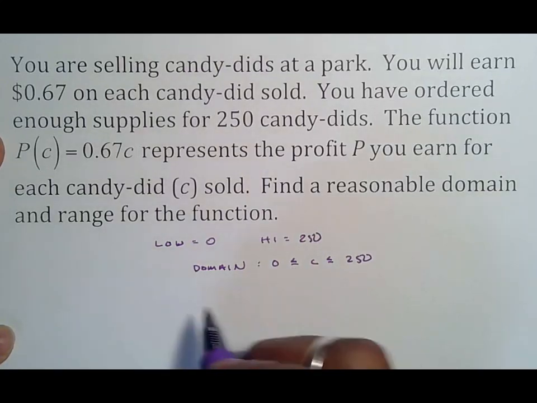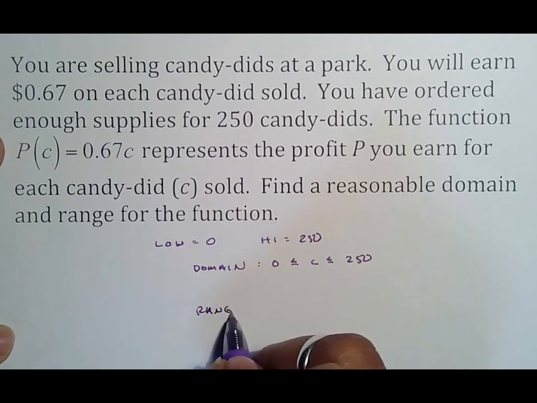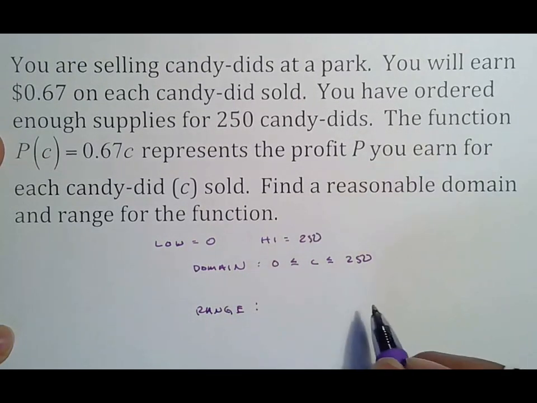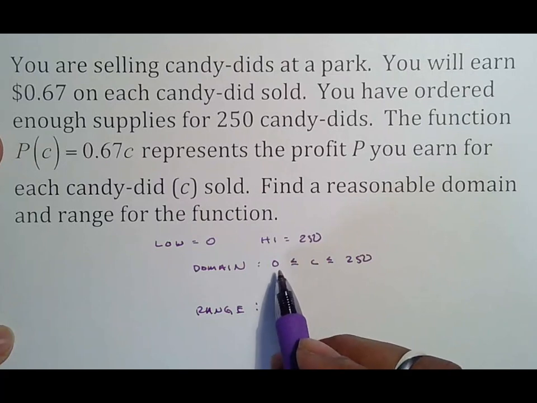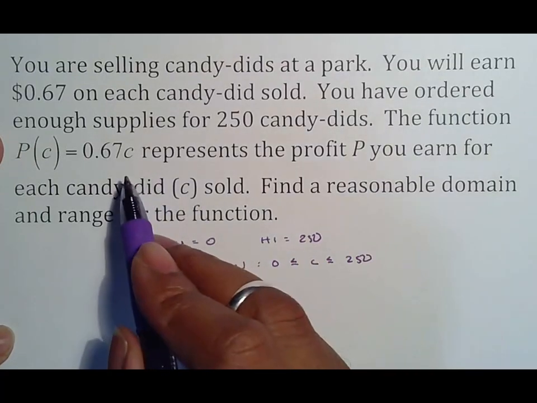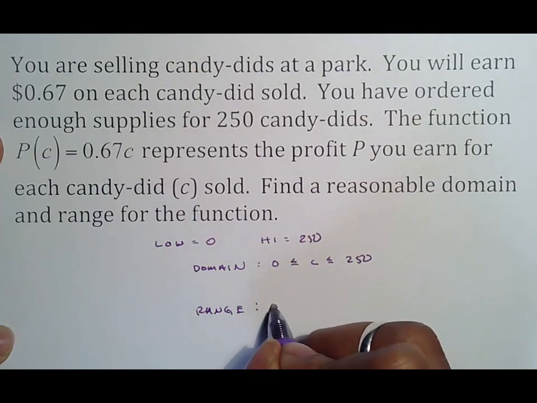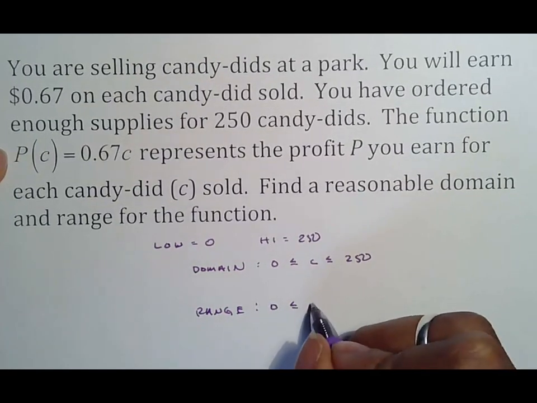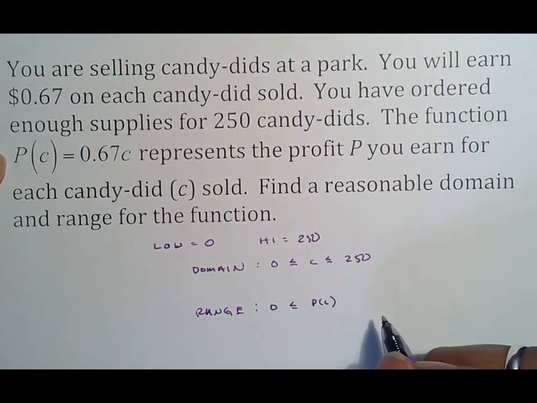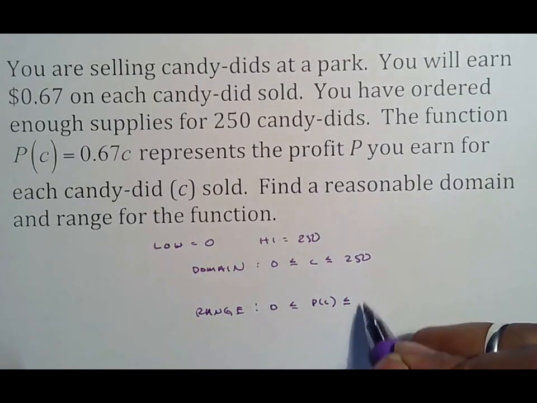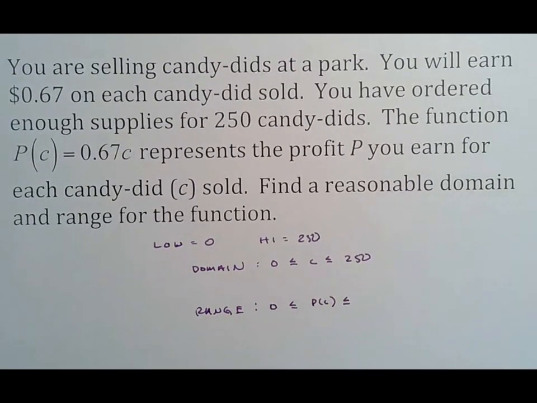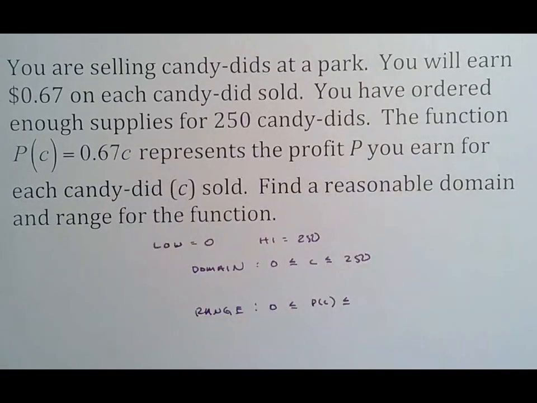Now here's where things get interesting. Your range is what comes out. So what you do is you take your reasonable number here and plug it in. 0.67 times 0, if you sell 0 items, how much did you make? Obviously 0. And that will be less than P of C, because that's what's over here. And I don't know what the high amount is, but I do know that if I take this and plug it in, I can figure it out.